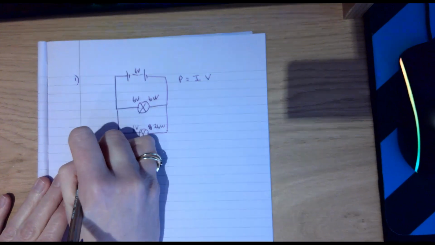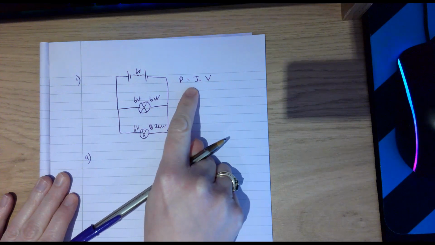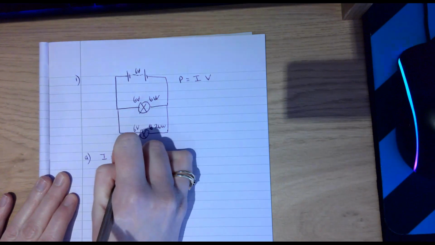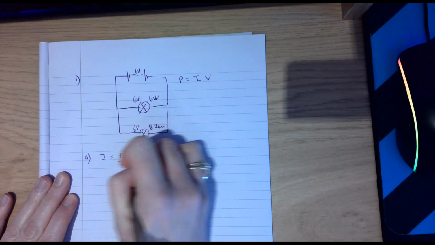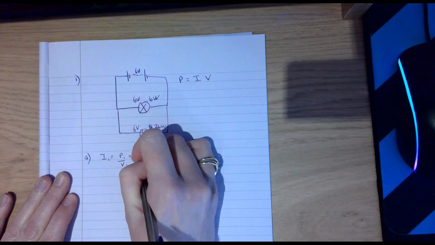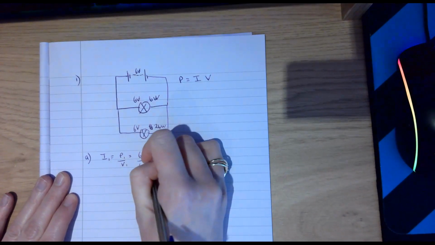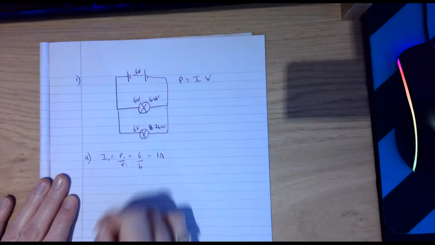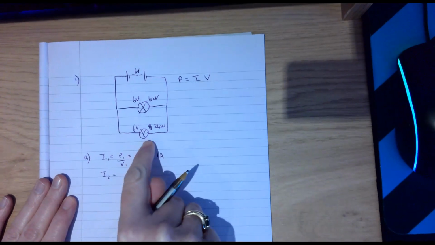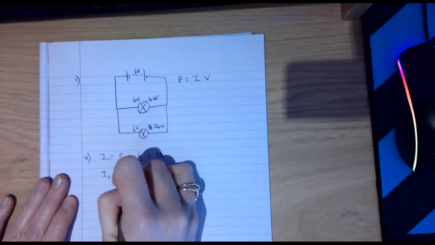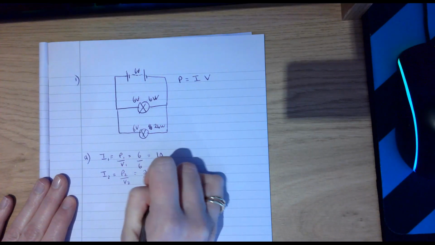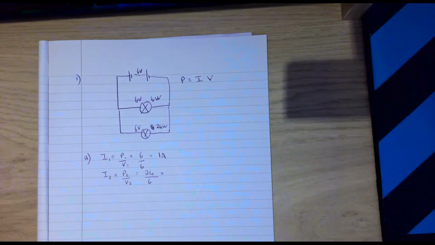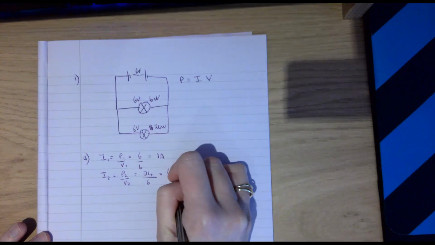So if we go to A, we know the voltage and power, so we can use this equation to find the current. So current is power divided by volts. So for the first one, number 1, we're going to have 6 divided by 6, which gives us 1 amp. Okay. For number 2, here, we've got 24 divided by 6, which gives us 4 amps.